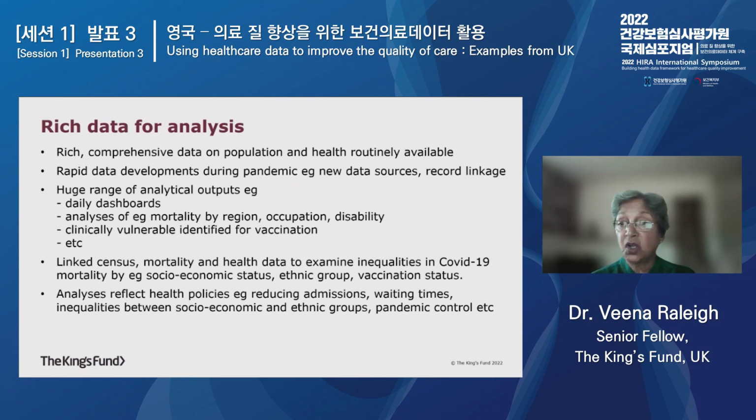The UK has a large population of non-white people, people from South Asia and Africa and the West Indies. We're able to look at differences in healthcare patterns and use of healthcare between groups. And of course, the data was very useful during the pandemic. Thank you. Next slide, please.